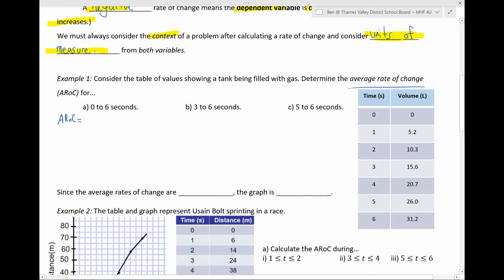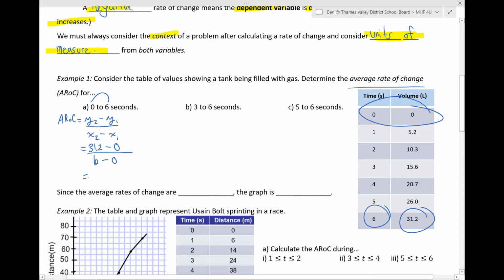So from 0 to 6 seconds, our average rate of change equals y2, so we call that 31.2. And rather, let's write the whole thing out here the first time. y2 minus y1 divided by x2 minus x1. Now, in this case, we're working with time in seconds and volume in liters. So we need 31.2 minus, and here from 0 to 6 seconds, minus 0 liters, all divided by 6 minus 0. And that is nice and easy.